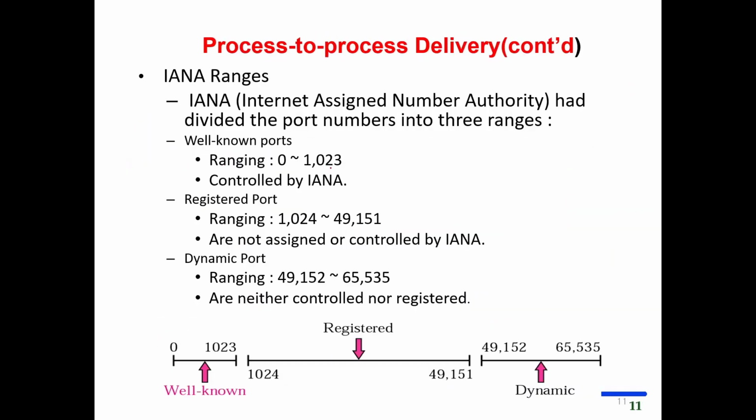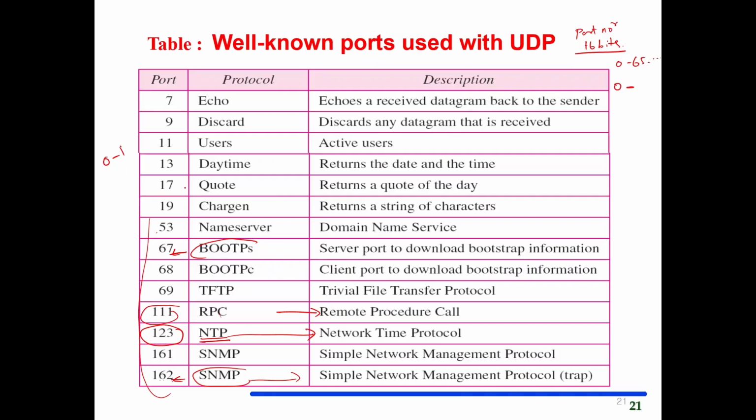0 to 1023, right? Yes, 0 to 1023. All these values are used for some functionalities. A few of them are mentioned here. These are the well-known ports used in UDP, or I can also write them as pre-assigned port numbers.